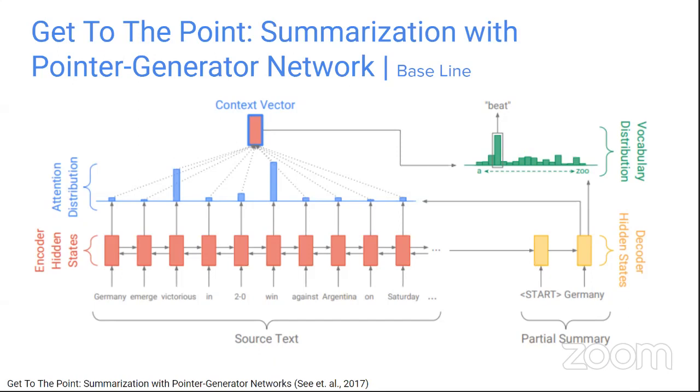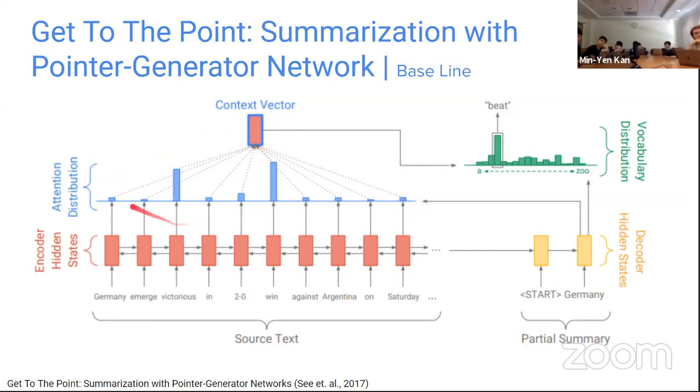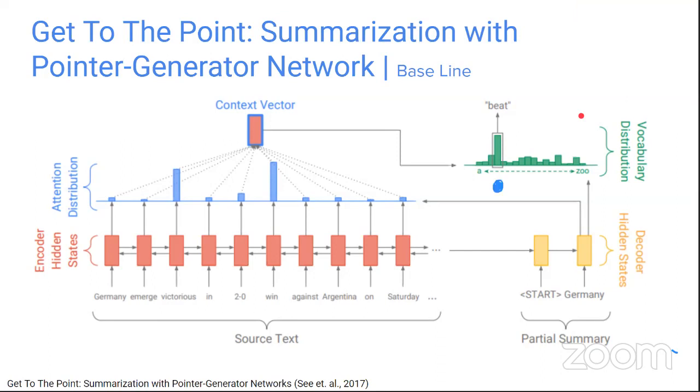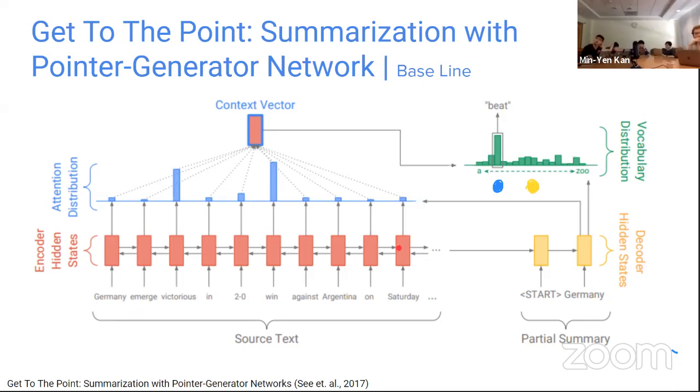Isn't the vocabulary distribution the context vector itself? Actually, the context vector is just a combination of attention and encoder hidden states. To find our vocabulary distribution, we have an internal mechanism that combines the context vector with the hidden decoder state and finds this distribution. So it's different from the context vector. I think I'll have more slides on that, so it will probably be more clear after some slides.